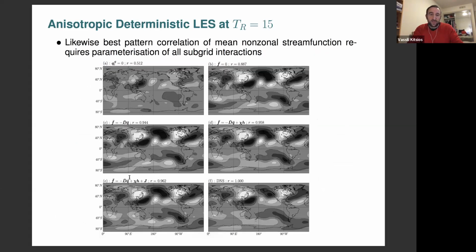And then finally, looking at the non-zonal stream function, so the time average non-zonal stream function. Again, this is no subgrid model. It's got a correlation with the DNS of 0.5. It's not great. But as you go and add in all the additional components, so the Eddy-Eddy term, eddy mean field, plus topographic, plus mean field Jacobian, we get to a point now where we've got a correlation of 0.962 with the DNS. This is the DNS field over here.